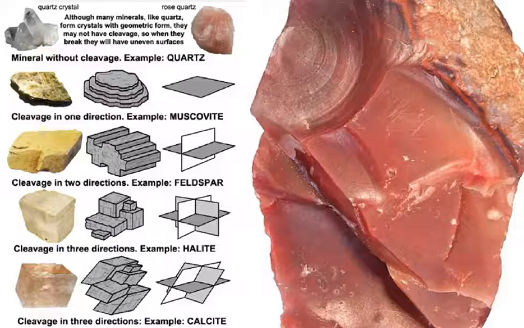Some have cleavage in 3 directions. Halite is one of those. So you'll have flat on the side, both sides, and on the top and bottom, which makes cubic shaped crystals. And calcite actually has cleavage in 3 directions, but it's at a diagonal. So you'll have these diagonal shapes.